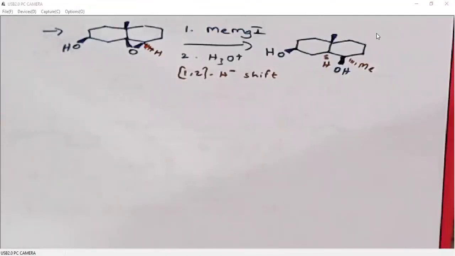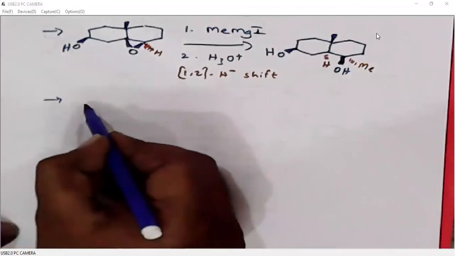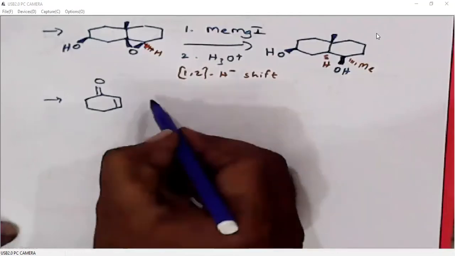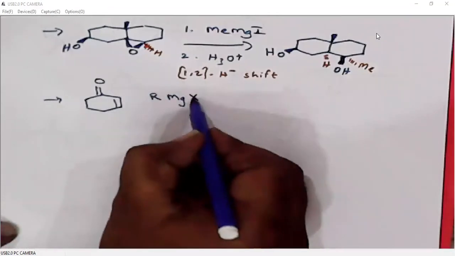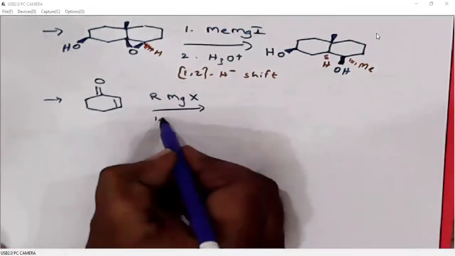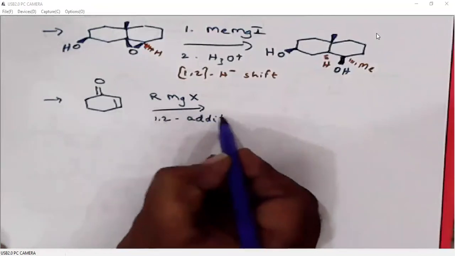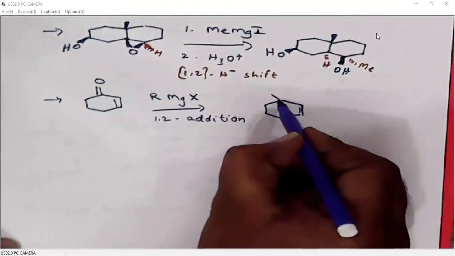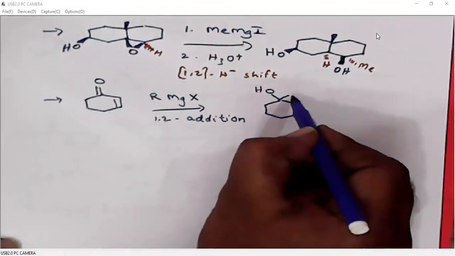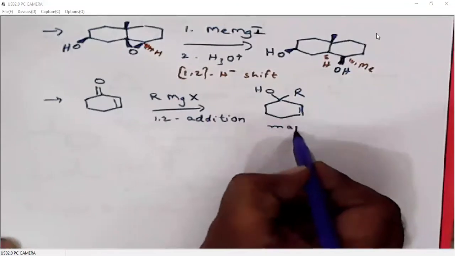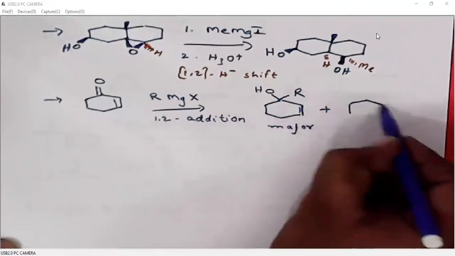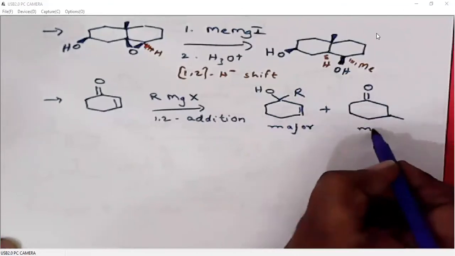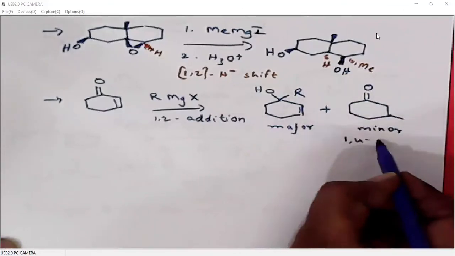Now we will see the reactivity of Grignard reagents with alpha, beta unsaturated carbonyls. That means enones. Of course, Grignard reagents are hard nucleophiles, so they will undergo 1,2 addition. Generally, the 1,2 addition is the major product. It is also possible to have a 1,4 addition, that is the minor product. This is minor. Minor product results from 1,4 addition.